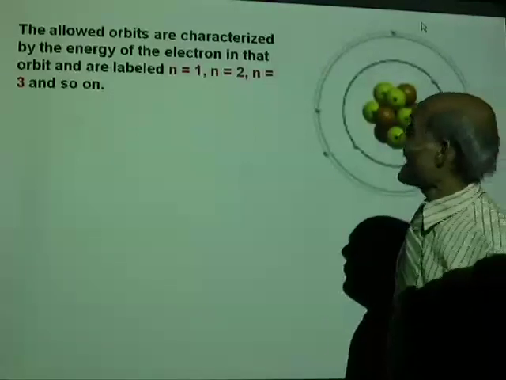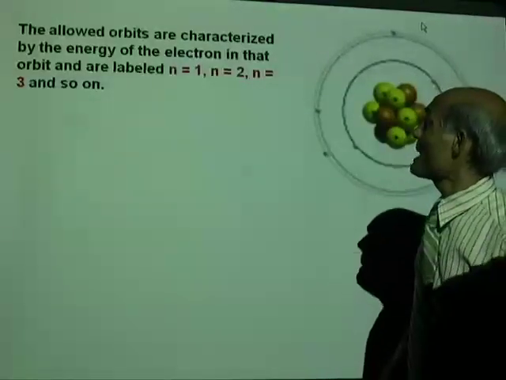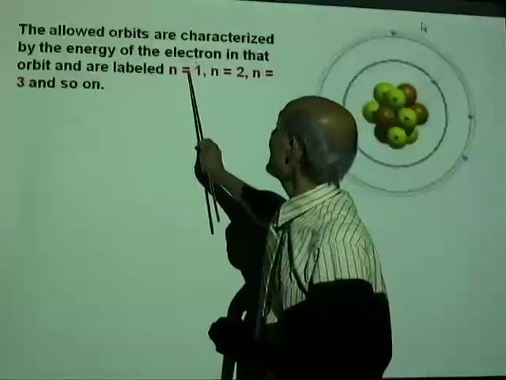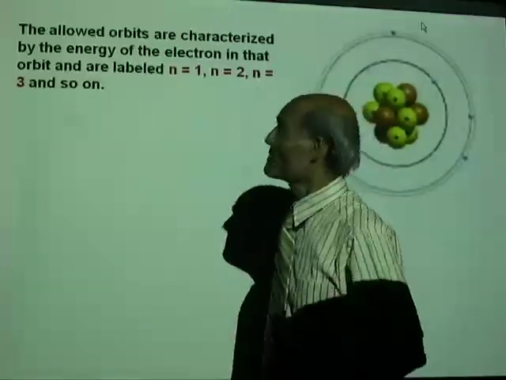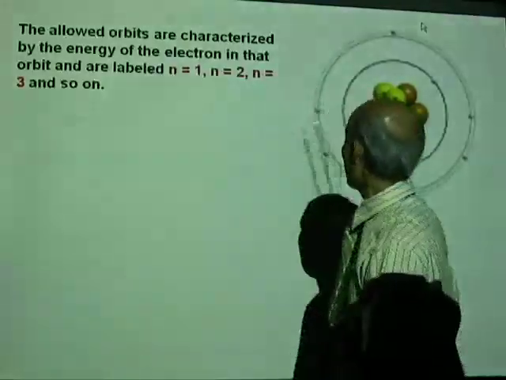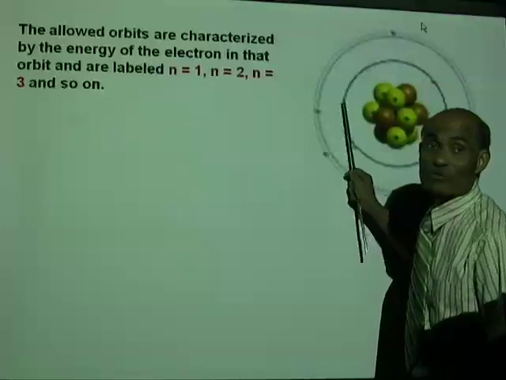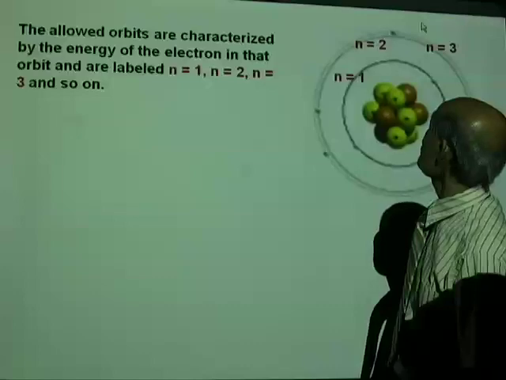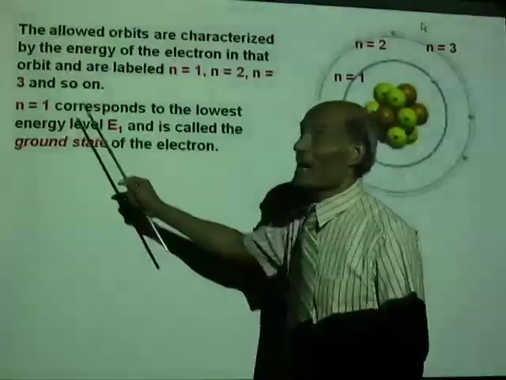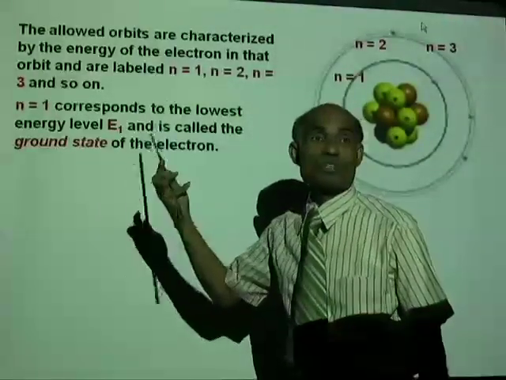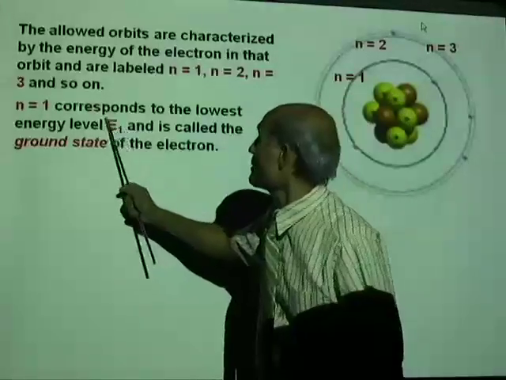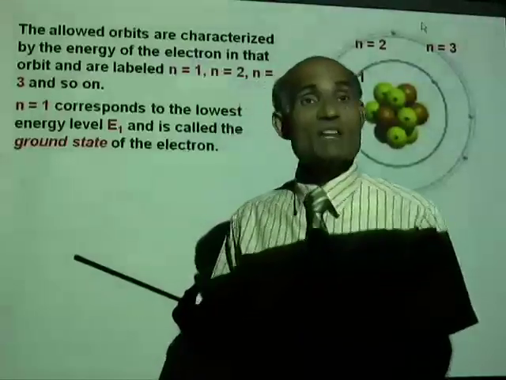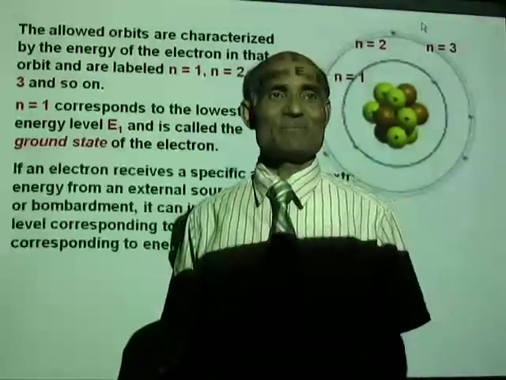Alright. The allowed orbits are characterized by the energy of the electron in that orbit and are labeled n equal to 1, n equal to 2, n equal to 3, and so on. In fact, the first orbit is n equal to 1, and we talked about that already. Now, n equal to 1 corresponds to the lowest energy level, and we call that energy E1. And the lowest energy level is the ground state.